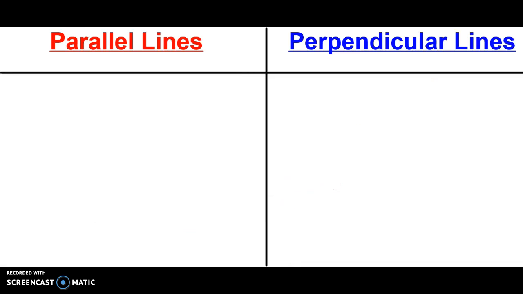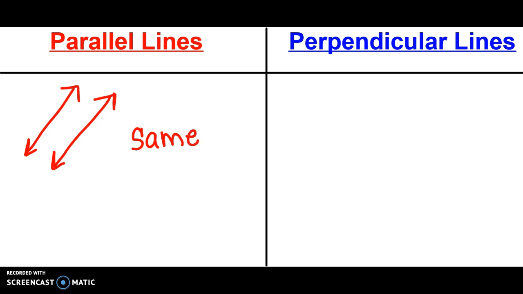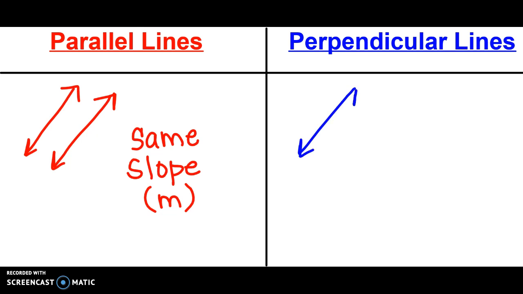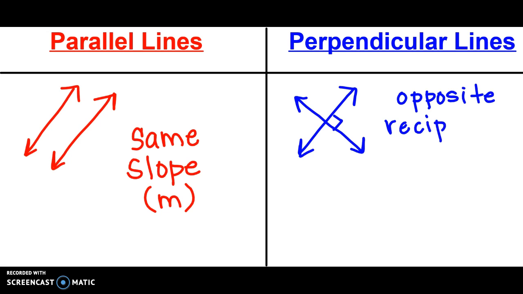Before we can move on, we need to review parallel lines and perpendicular lines. Remember, parallel lines are two lines that will never intersect, and it's important to know that these two lines will always have the same slope. And remember, slope is the M. Perpendicular lines are going to be intersecting lines. And what's important about where they intersect is that they form a 90-degree angle. Now, the slopes of perpendicular lines are opposite reciprocals. And in a second, I'm going to show you what that means.